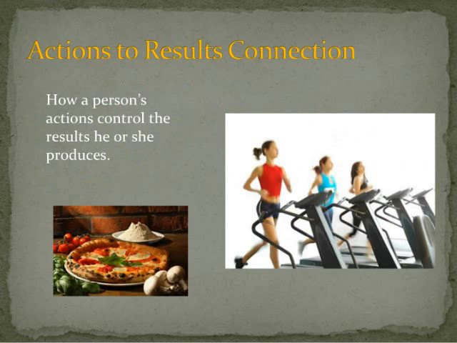The first connection I'd like to consider is that of actions and results. This connection is the product of how a person's actions control the result that he or she produces. Let's consider an example. If I go to the gym with the intention of burning 500 calories on a stationary bike that counts calories burned, I can control the results through my actions. If I get tired after burning 400 calories, I have the ability to choose to keep going. My calorie-burning results are within my control. How I act is directly related to my results.